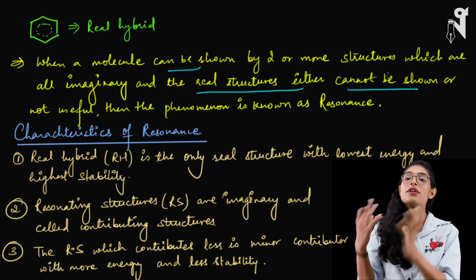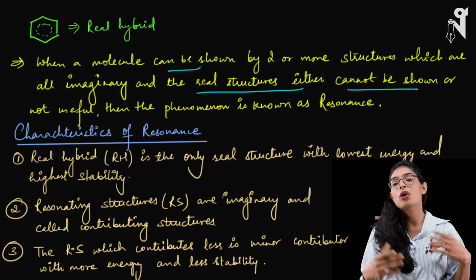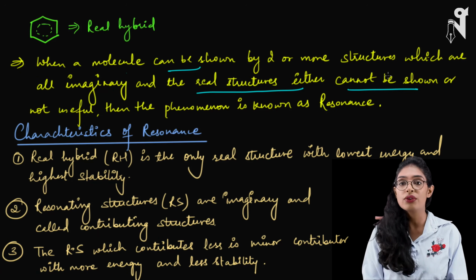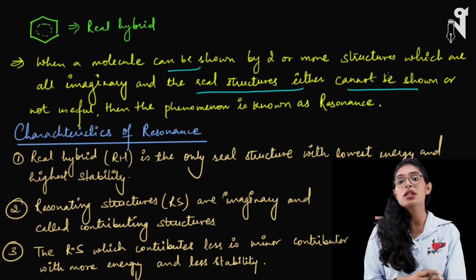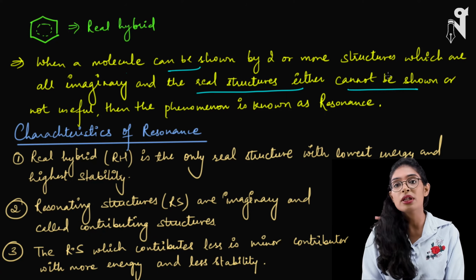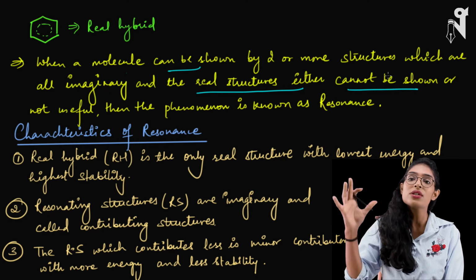The real structures are a little different from what we draw, and these cannot be shown and probably may not be very useful. While writing a reaction, you cannot show the reaction over there. For showing the reactions, you need the imaginary structures only to prove a particular type of reaction. So all the resonating structures are right.